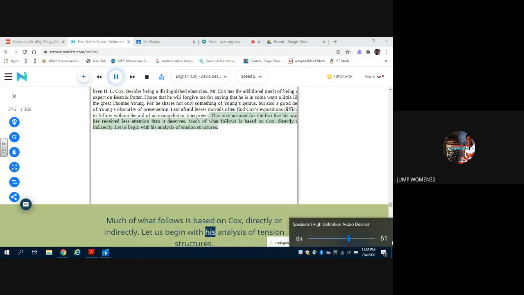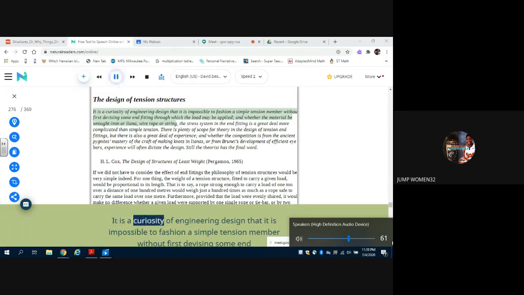Let us begin with his analysis of tension structures. It is a curiosity of engineering design that it is impossible to fashion a simple tension member without first devising some end fitting through which the load may be applied, and whether the material be wrought iron or liana, wire rope, or string. The stress system in the end fitting is a great deal more complicated than simple tension.